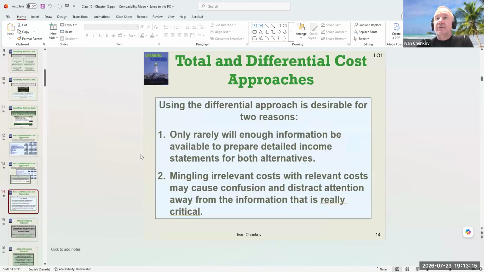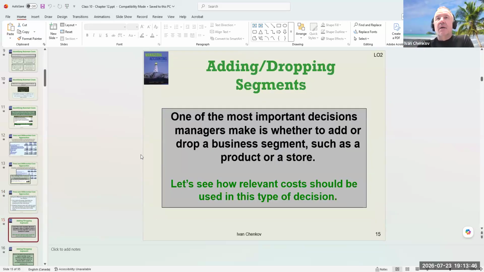So using the differential approach is desirable for two reasons. First, not all the time are we going to have the information to prepare the entire income statement or report. And by preparing that report, we can make a wrong allocation of cost which is not supposed to be part of our decision. So we can easily mix traceable with common cost, and that can change our decision.